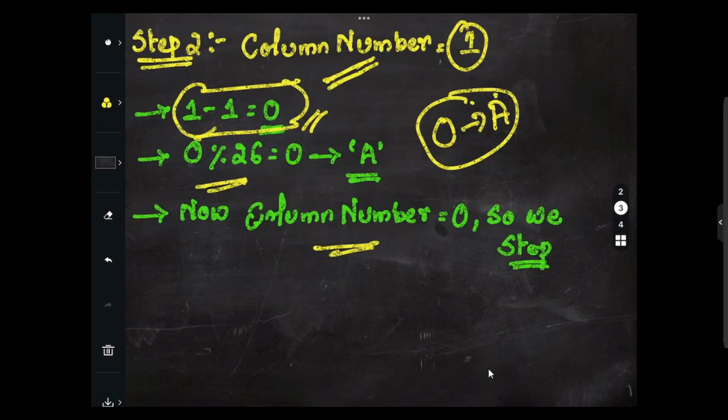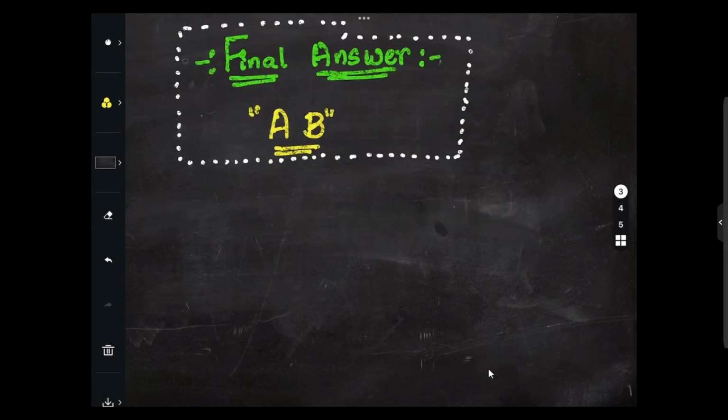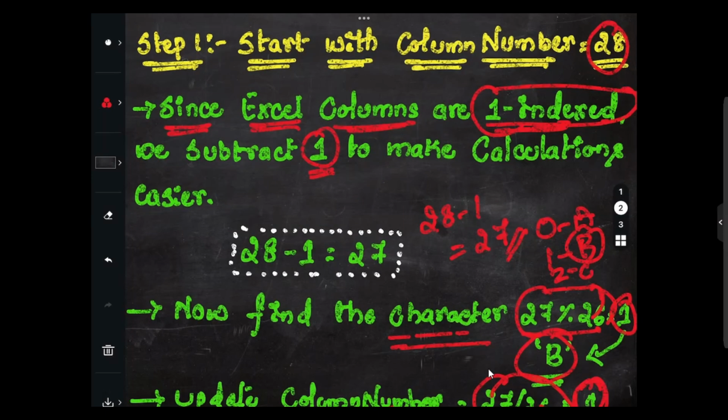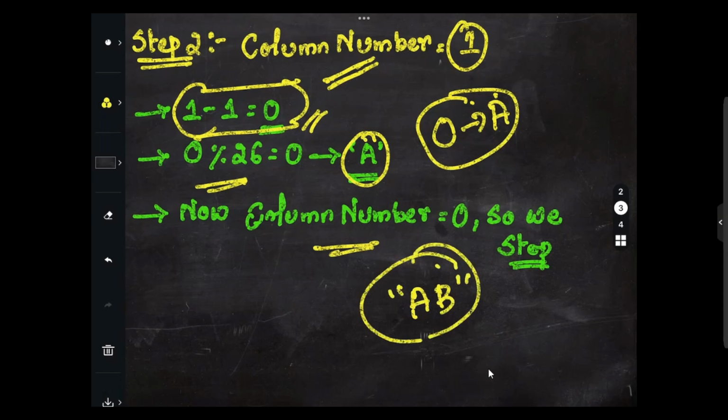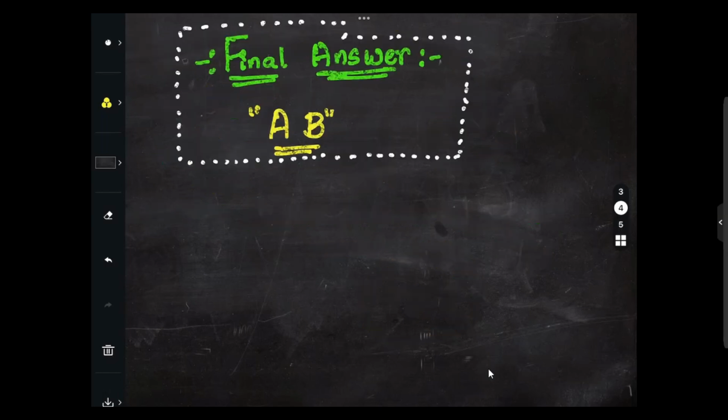So the answer here is a and b. So b we got here, you can clearly see in this step we have got b, and in the last step we got a here. So we got 0, so we will return a, b. Final one, this one first and previous one next. So the output will be ab in this case, right? So here the final answer is ab in this case, right?